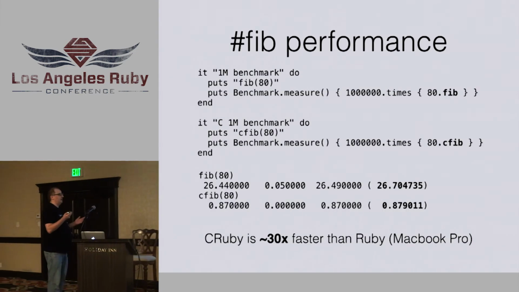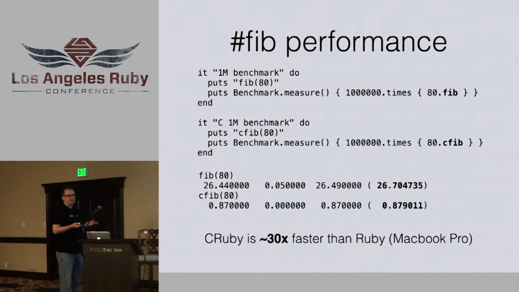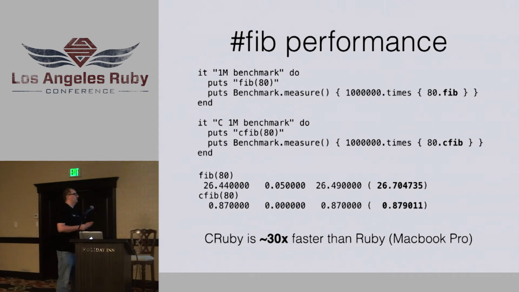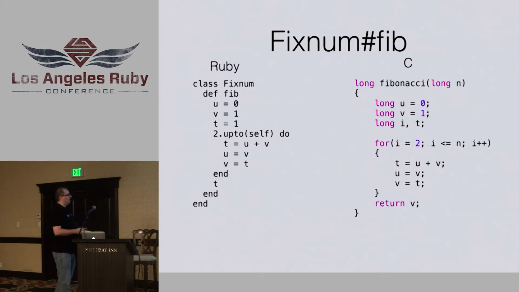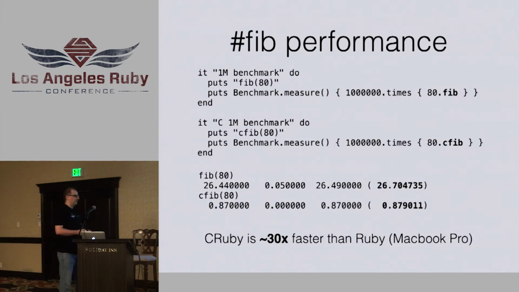Okay, so what's the benefit? The obvious benefit is actually performance. If you look at this implementation, this test, I calculate fib80 1,000,000 times using the plain Ruby implementation and the CRuby implementation, and you can see that Ruby takes 26 seconds and C takes less than a second. So CRuby is 30 times faster. And if you look at this implementation, honestly, I can probably rewrite it in a couple of minutes, right? And I can get 30 times faster code.